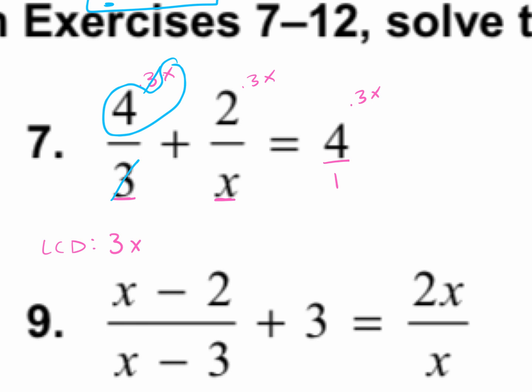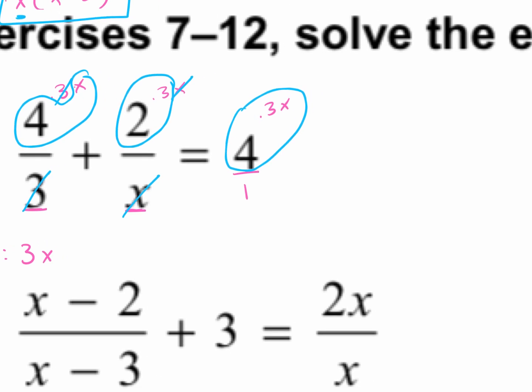In the second fraction, what cancels? The x's. So here I would just have 2 times 3. Does anything cancel in my third fraction? No. So it would be 4 times 3x. So let's multiply all of this together now. We have 4x plus 6 is equal to 12x.